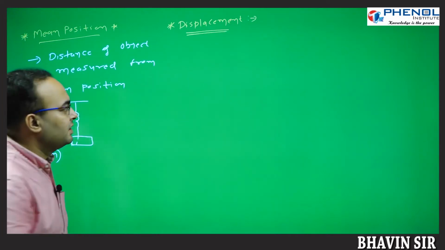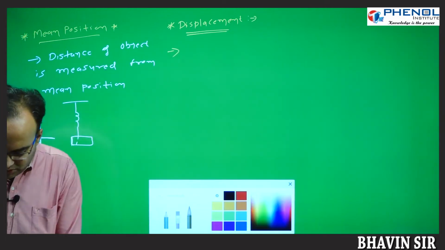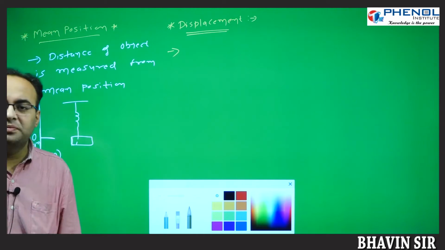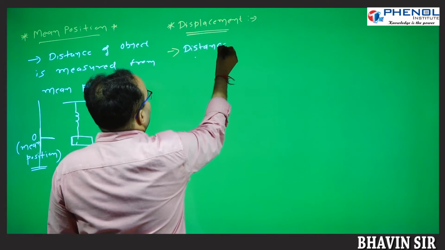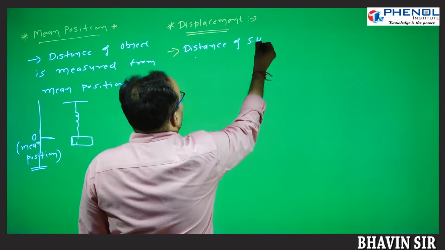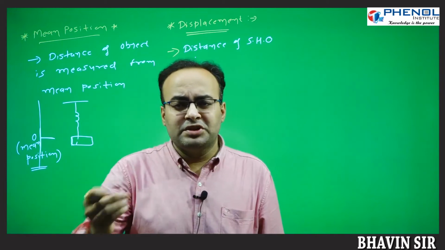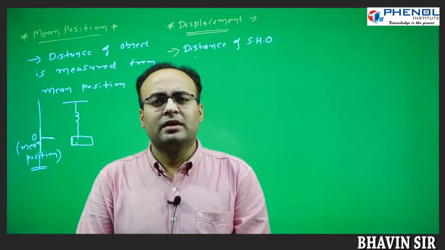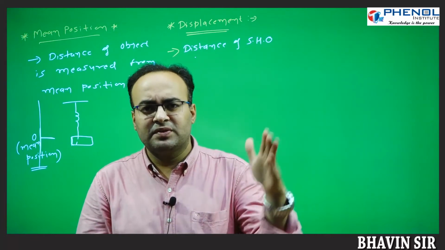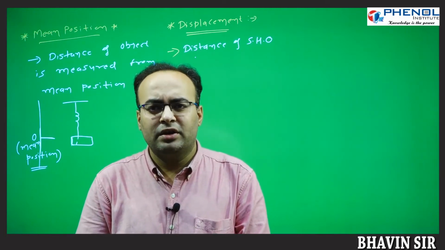Displacement means what? Distance of SHO from either side of mean position. SHO means what, students? SHO means simple harmonic oscillator. An object which performs SHM is known as SHO, simple harmonic oscillator. Suppose spring performs simple harmonic motion, so spring is known as simple harmonic oscillator.